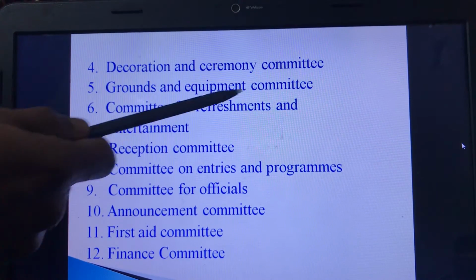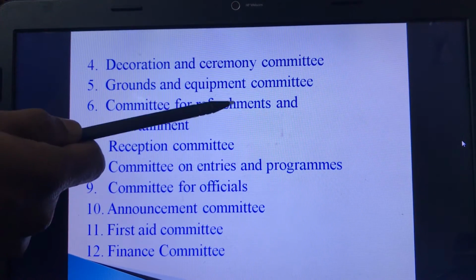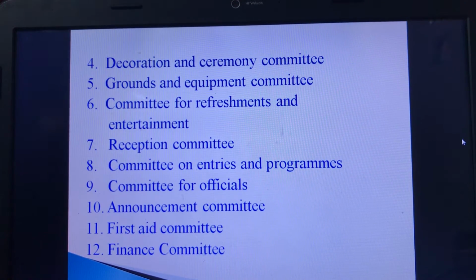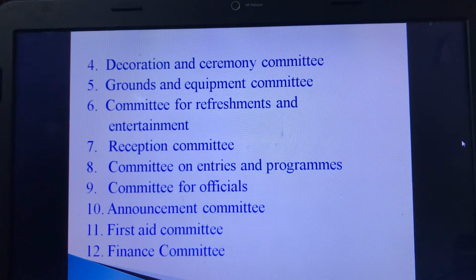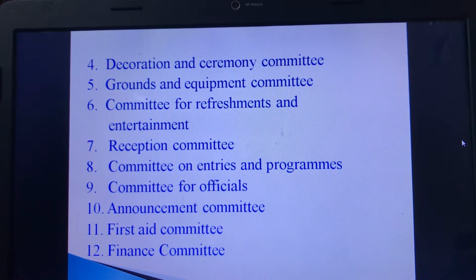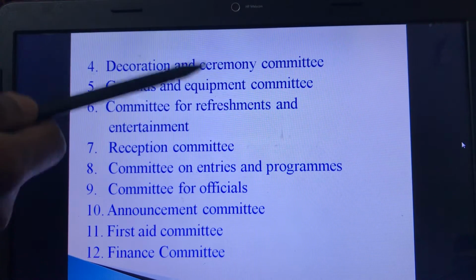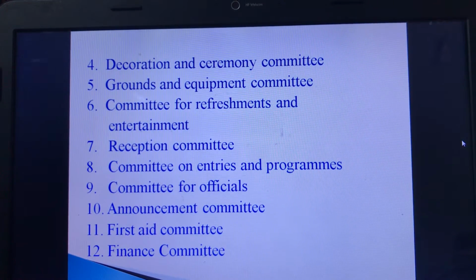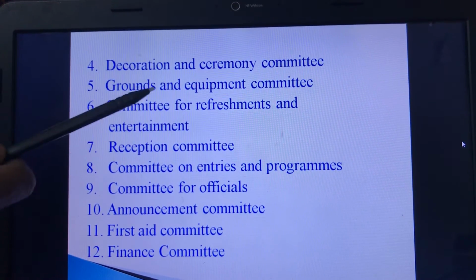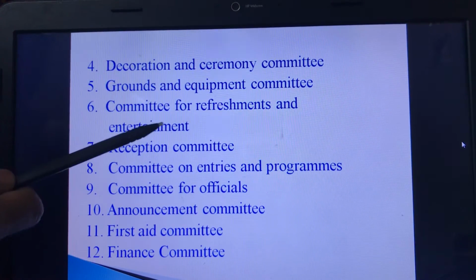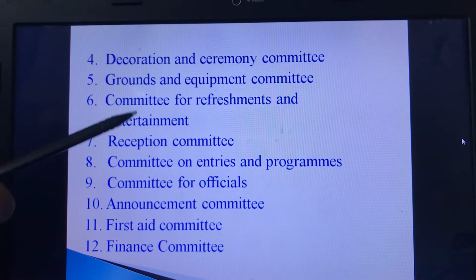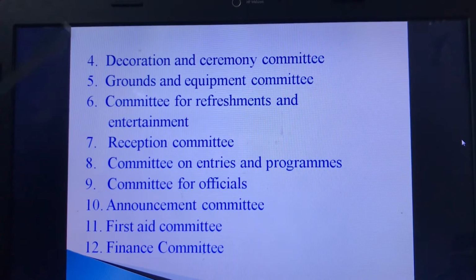And committee for refreshments and entertainment, obviously it is a very important committee. Refreshment during the competition, we have to give them refreshment, maybe any snacks or any types of drinks, we have to provide them in between, so that they will continue the sports without any tiredness. So that is very important. And the entertainment committee will arrange the cultural programs in the opening ceremony and the closing ceremony. That is their duty. So entertainment is also very important.